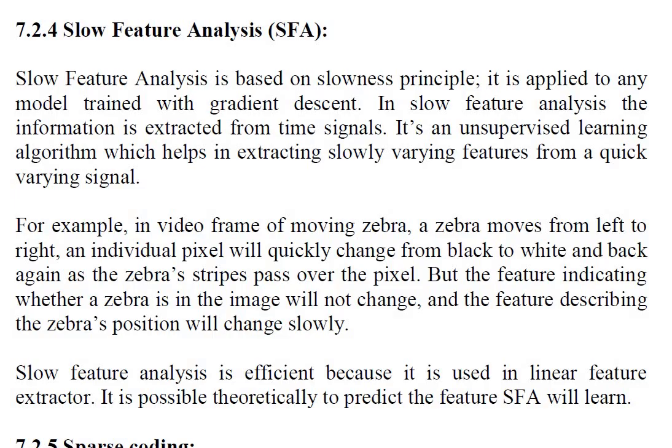Obviously it is an unsupervised learning technique, and what happens in it? The name itself will tell you. I want to figure out or extract the features which are varying slowly as opposed to the features which are varying quickly. Let's take a simple example. There is a video which is running and you are able to see that a zebra is moving from the left hand side of the screen to the right hand side of the screen.